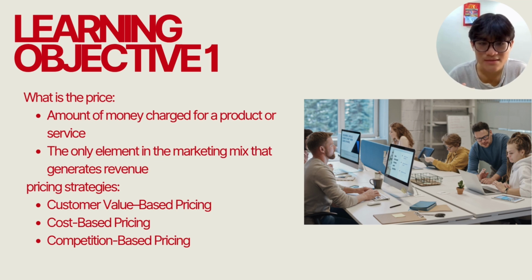Next is cost-based pricing. Here, prices are set by adding a markup to the total cost of producing and selling the product. It ensures the company covers costs and earns a fair return, but it may not always reflect customer value. And finally, competition-based pricing. In this case, firms look at what competitors are charging and position their price accordingly, either higher, lower, or the same, depending on their strategies.